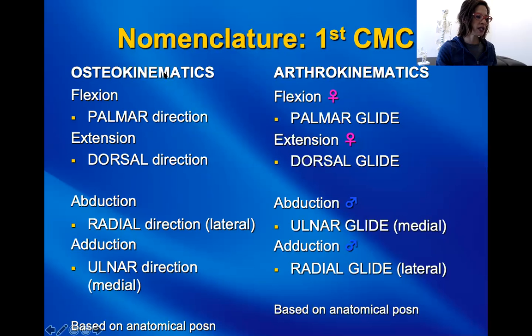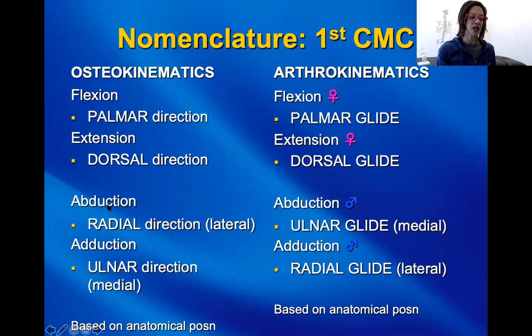So just a little bit on the nomenclature. If we look at the osteokinematics and arthrokinematics: in osteokinematics, the movement in space, if we're doing flexion or in the palmar direction, we have in arthrokinematics, because it's concave on convex, the glide will also be a palmar glide. In extension, if it's going more toward the dorsal, then the glide will also be a dorsal glide, which is the opposite for ab and adduction.